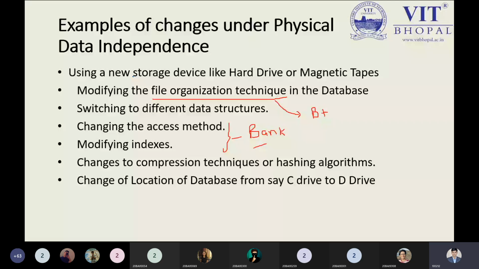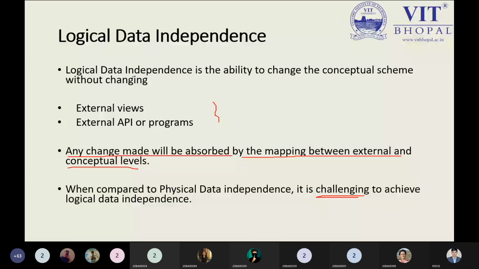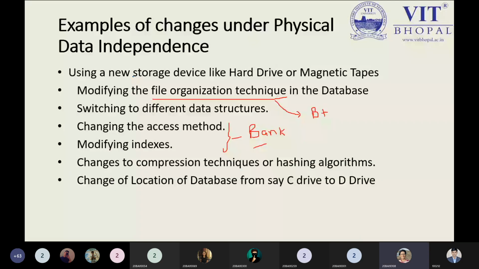And physical data independence and logical data independence, theoretically and with the help of the example, I've already explained. But let me write now this example of the changes under the physical data independence. Any doubt over here? No, sir. Okay.